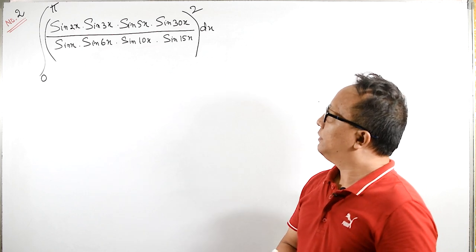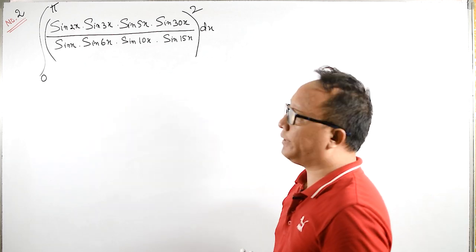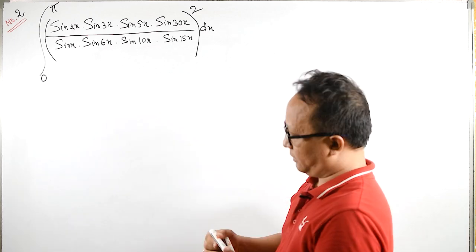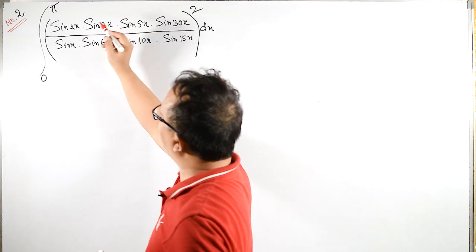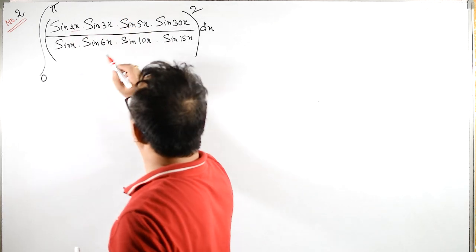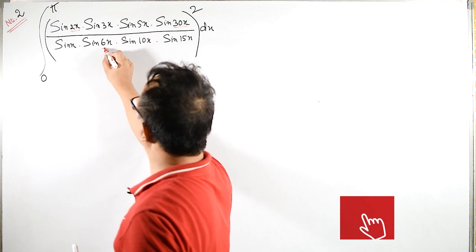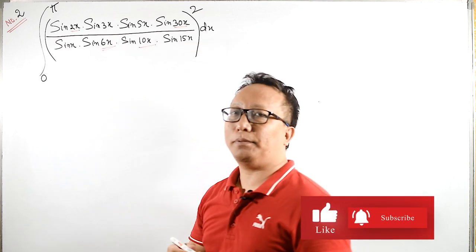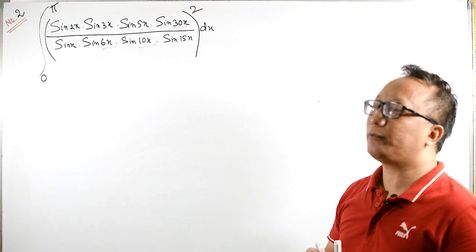Welcome back. This integral seems to be very lengthy as well as more complicated. Look here, we have sin 2x over here, a multiple of 2, and we have multiples of 2 over here, and here also. This multiple of 2 will expand by using sin of 2x.